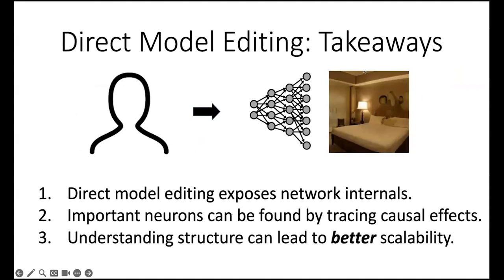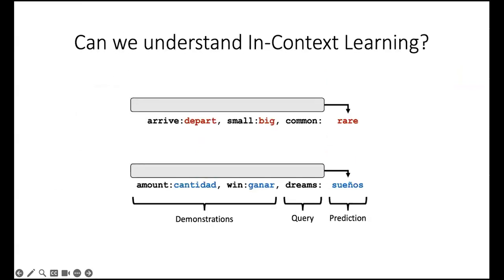You can learn better network internals by looking for these causal effects. And if you understand the structure well enough, it could lead to better scalability.